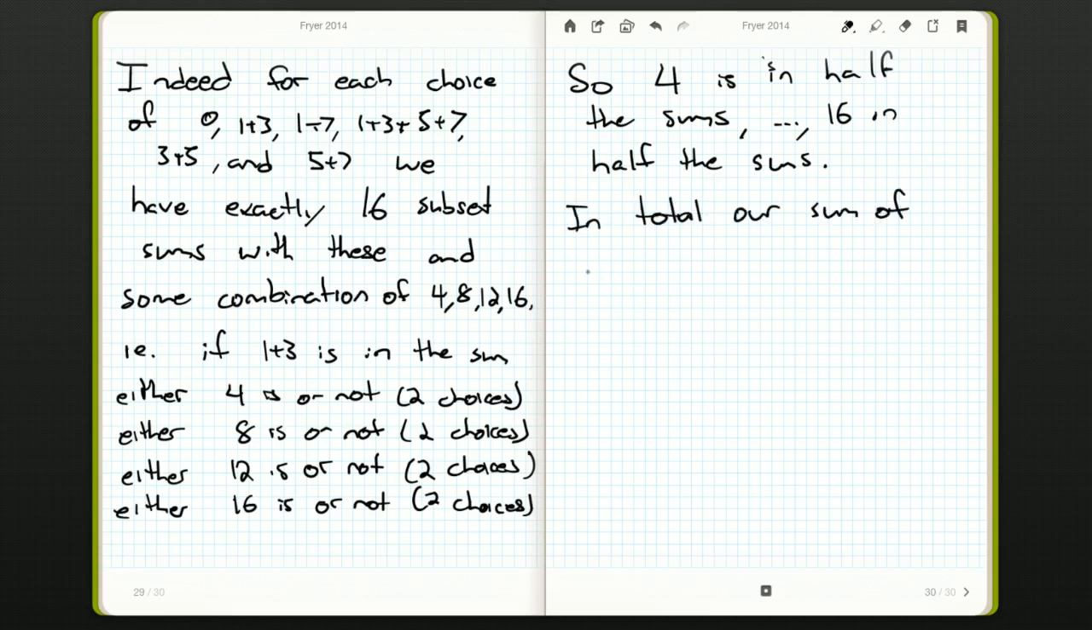So we can jump straight to the sum of all subset sums. Right, we can either have 0 or not. We can either have the 1 plus 3 or not. We can either have the 1 plus 7 or not. These guys are all mutually exclusive.